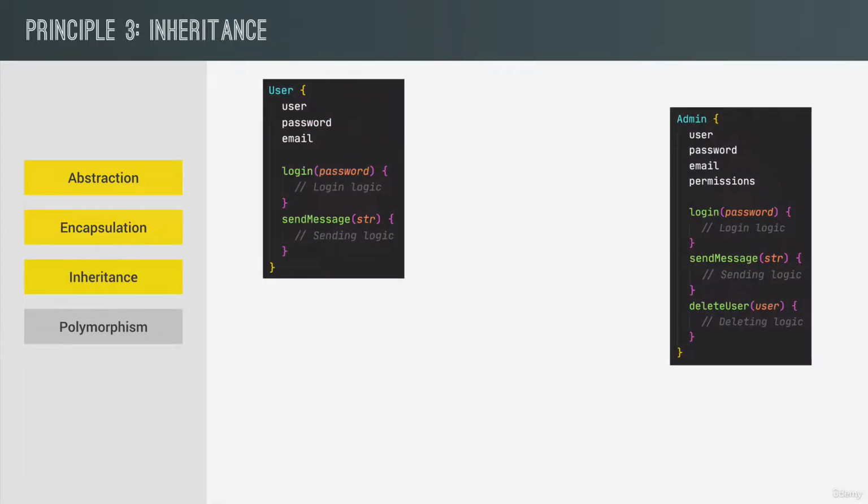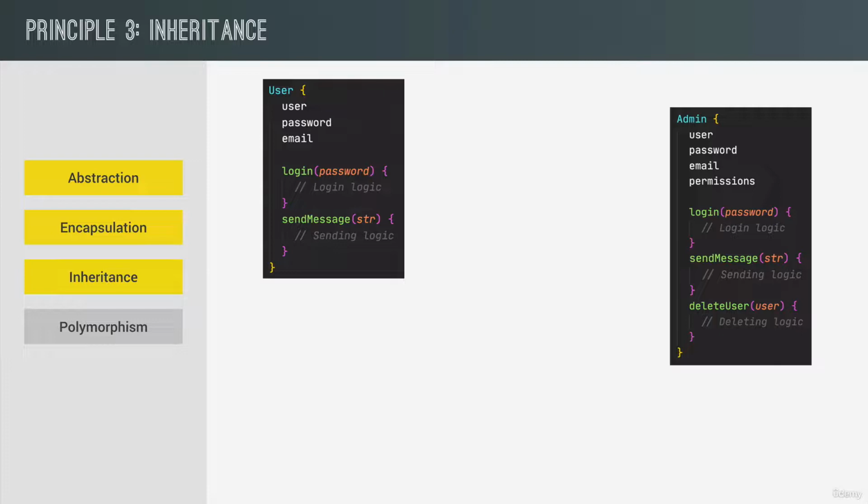Next up, we have inheritance. So let's say we have these two classes, user and admin, which stands for administrator. And as we can see, they actually have a lot in common. In fact, admin has all the properties and methods that user has, right? And that makes sense, because if you think about it, an admin is also a user. So an admin also needs a password and an email, and he also needs to log in, for example.